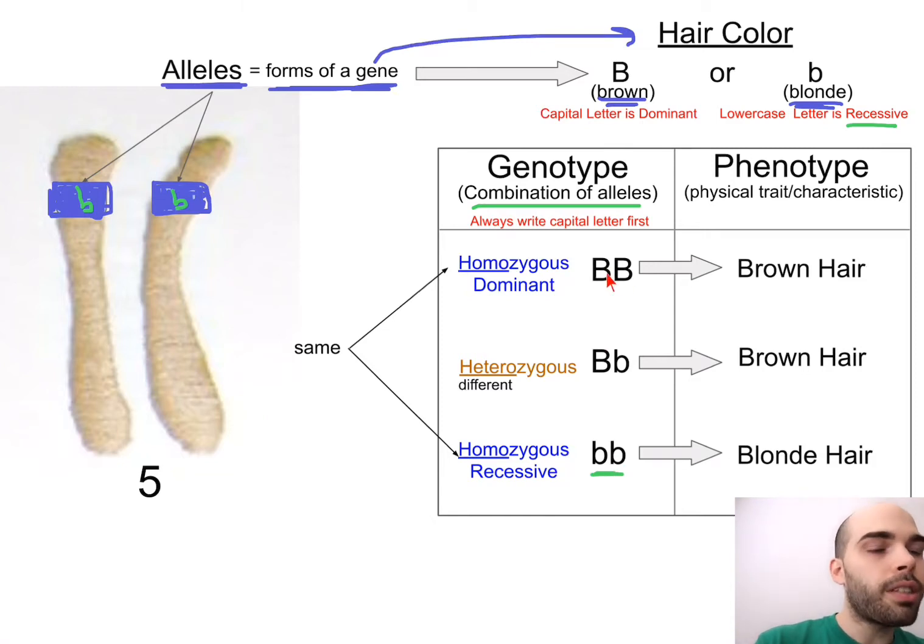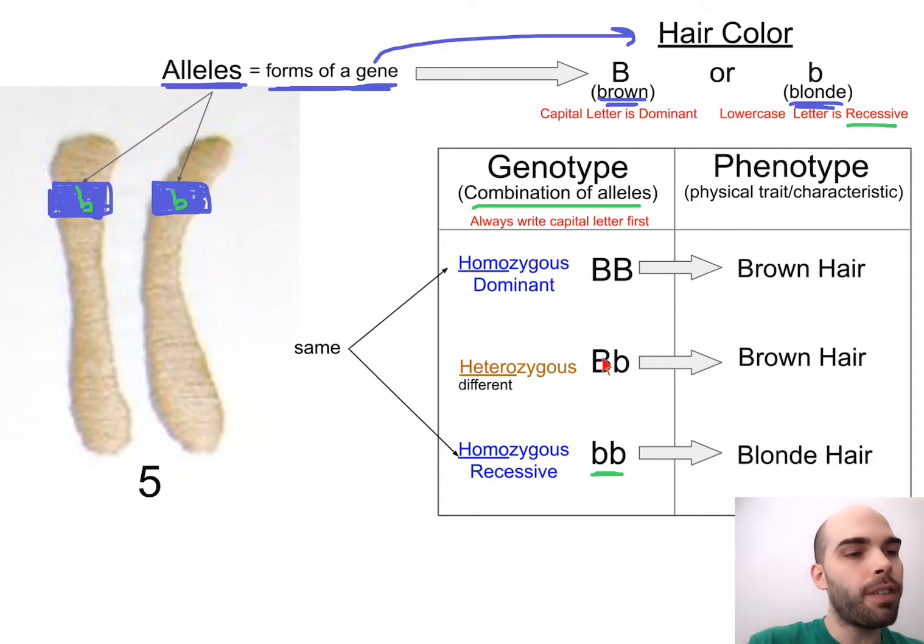When the 2 letters are the same, so uppercase, uppercase, then we would call that homozygous dominant. Okay? Homo just means same. Okay? Now look down here. Lowercase, lowercase. 2 of the same letters. So it would also be homozygous because the 2 letters are the same. They're both lowercase. But in this case, it would be recessive. So lowercase, lowercase would be homozygous recessive.